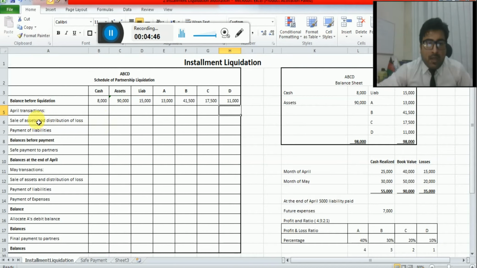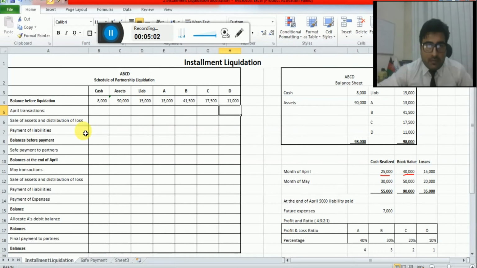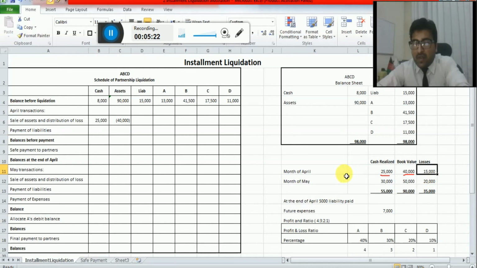Now first we start with the April transaction. In April, 40,000 sold for how much? 25,000. We are doing exactly the same. Look here, cash: we are receiving 25,000. And assets are reduced by 40,000. We are selling 40,000 of assets and receiving 25,000. So how much is the loss? 15,000 is the loss, right? Now we are distributing the loss over these partners.